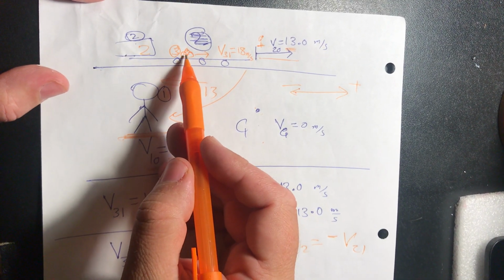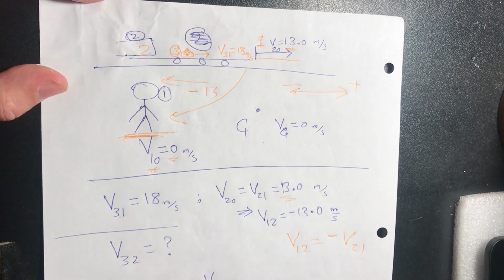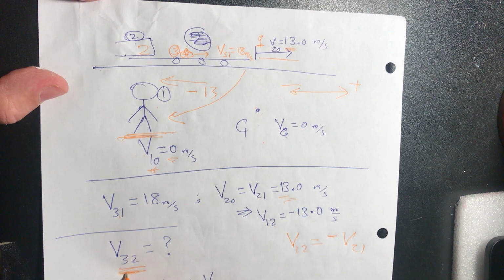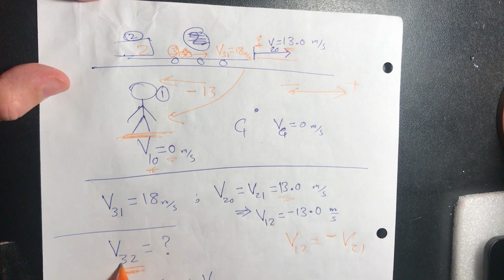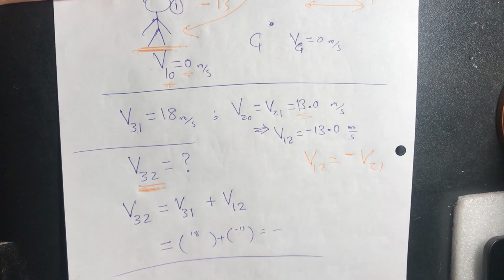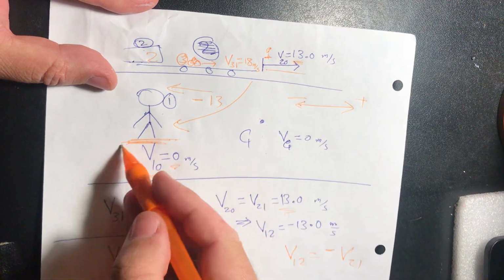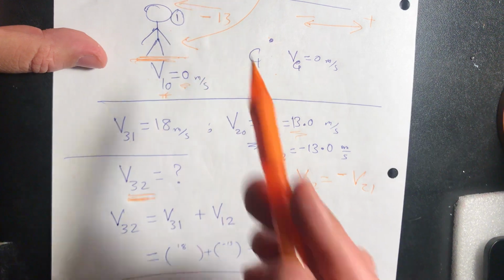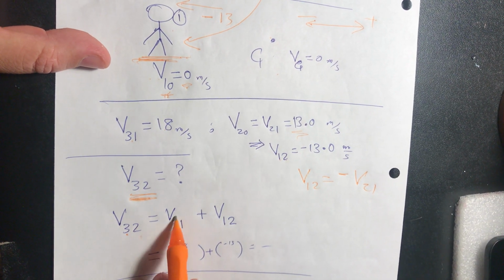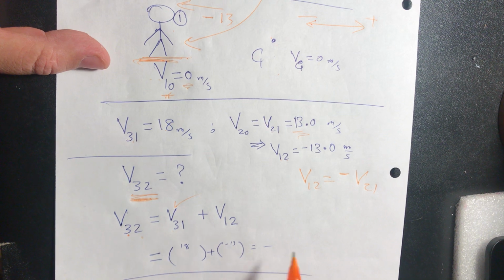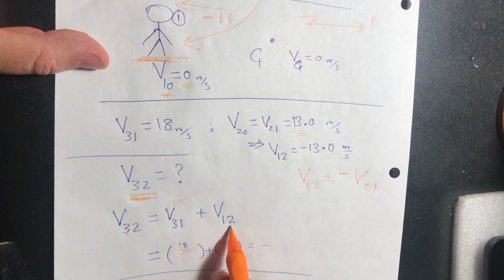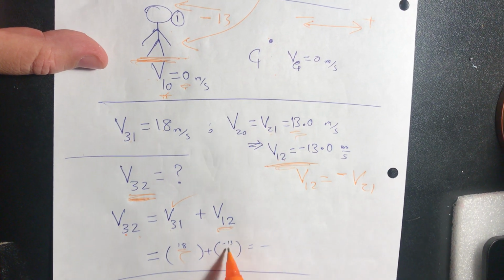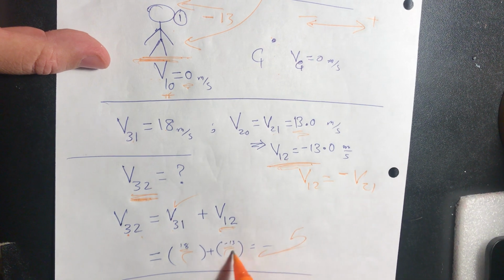Now we need to find the velocity of the motorcycle with respect to the train. The train is 2, the motorcycle is 3, so we need to find v3 with respect to 2. It is unknown. We know the relation between different bodies, so v32 is equal to v31, which is known, 18, plus v12. We know v21, so we can find v12, which is negative 13. Then it will be 5 at the end.